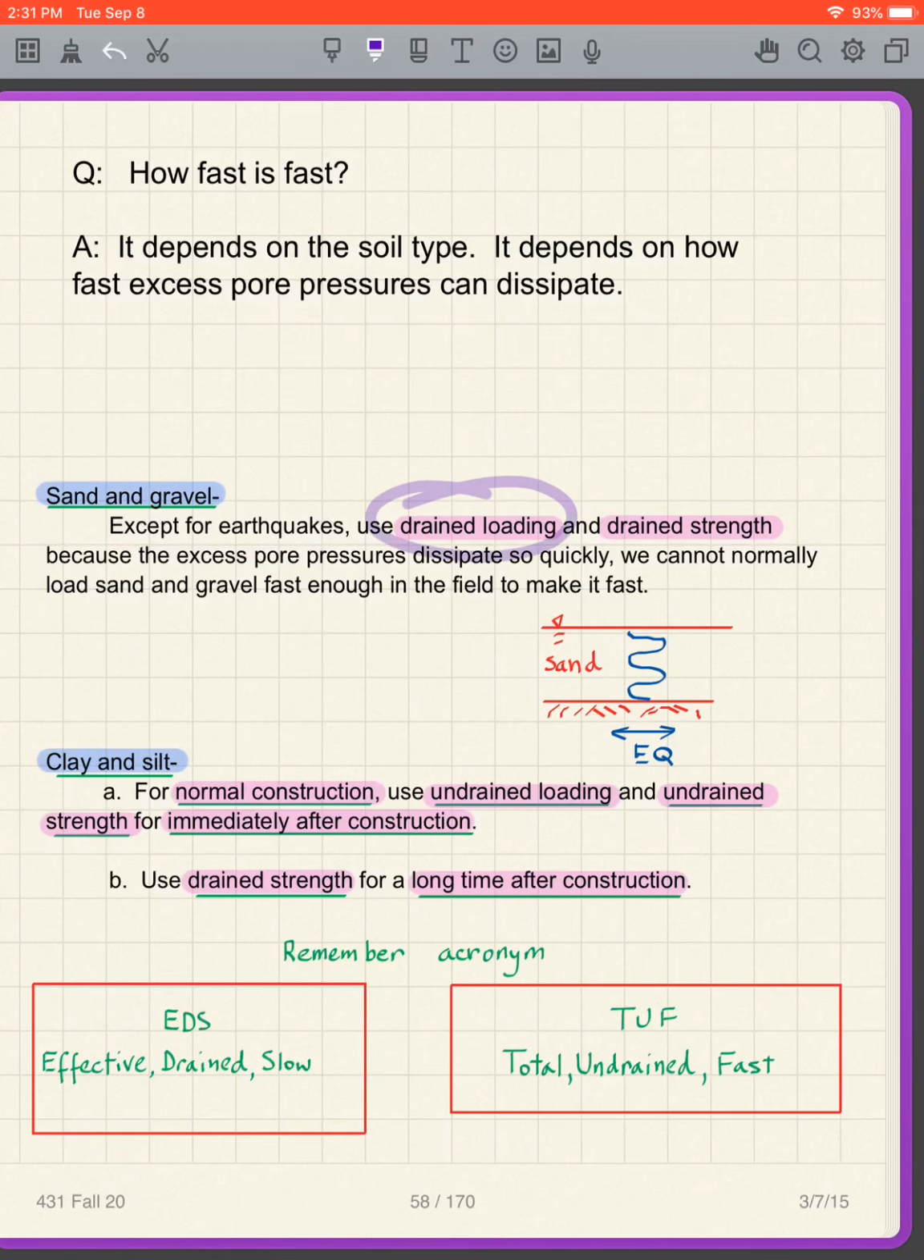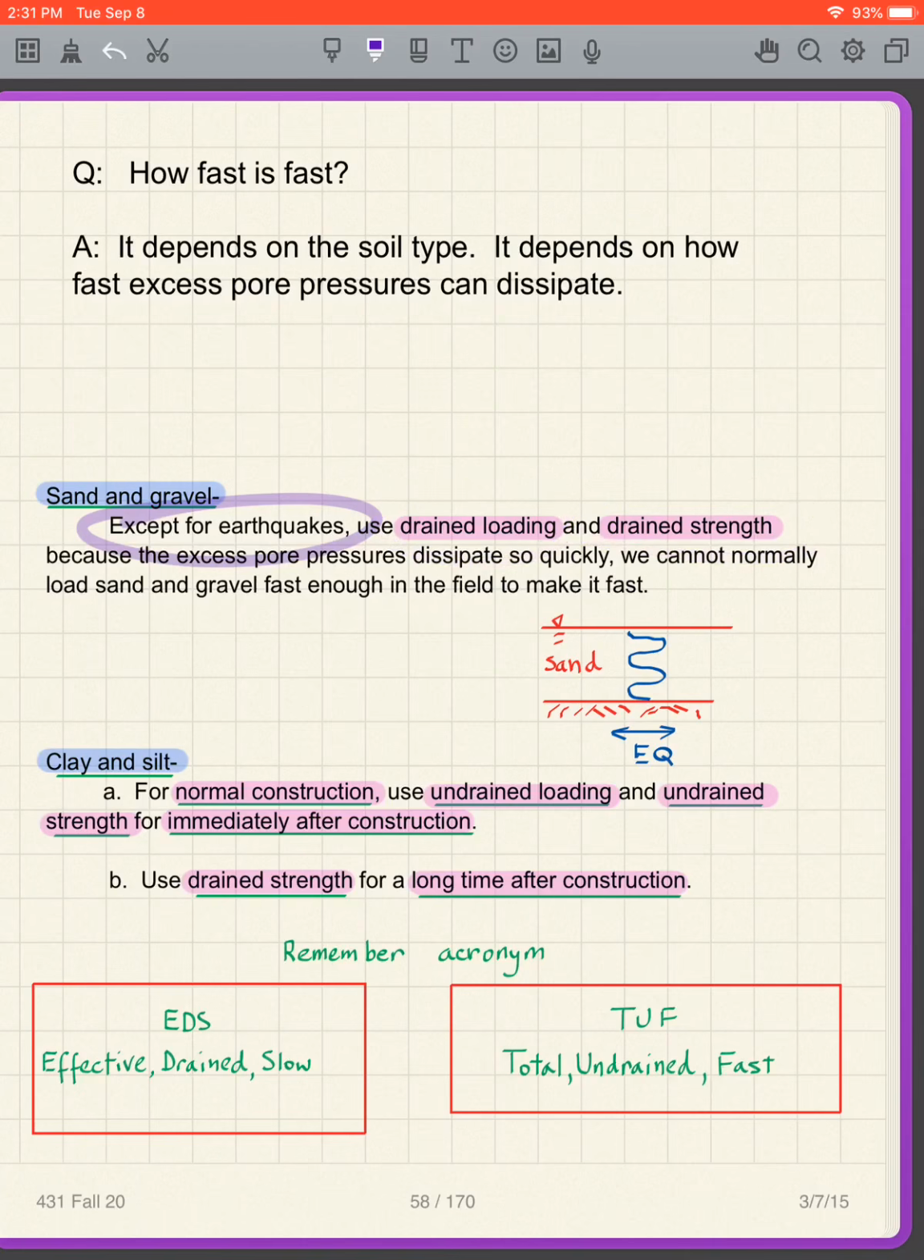So what we're going to find is if we simply build a structure, that's going to be drained loading, because it'll take maybe a year or two to build our structure. That is such a slow loading for sand and gravel that it's considered a drained loading, and therefore we use drained strength. So except for earthquakes, we're going to use drained loading and drained strengths for sand and gravels.